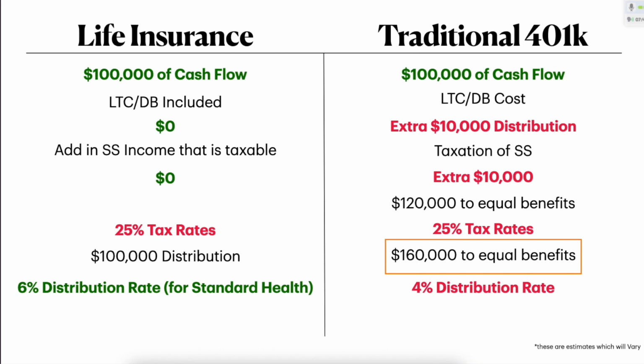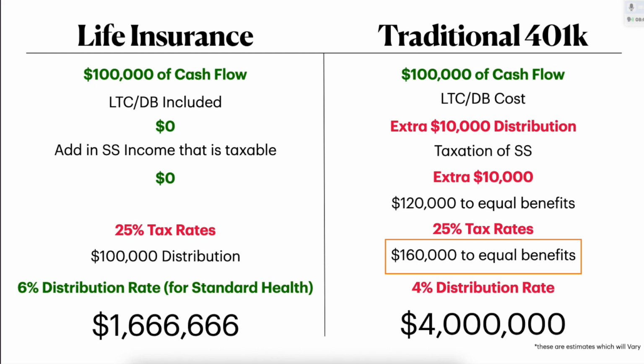So $160,000, if you divide that by 0.04, that's going to give you the amount that you need in your 401k. Now, when it comes to life insurance, this is going to vary based on health and age and sex for that matter. So male is different than female. But if you're standard health, typically you can pull out around a 6% distribution rate and not run out of money. So what does that mean?